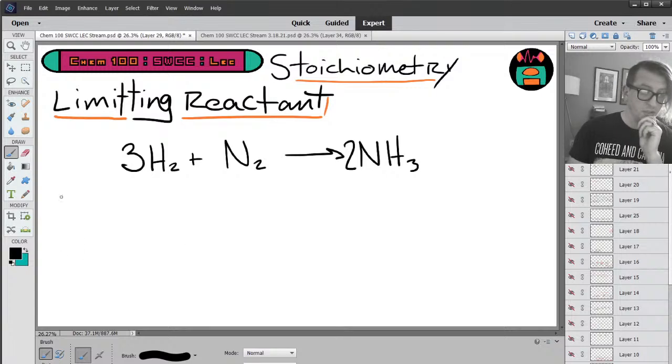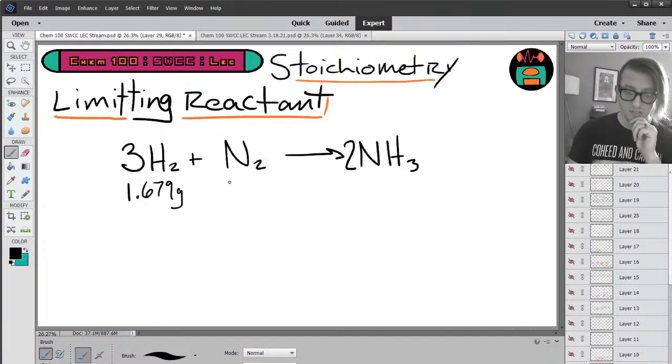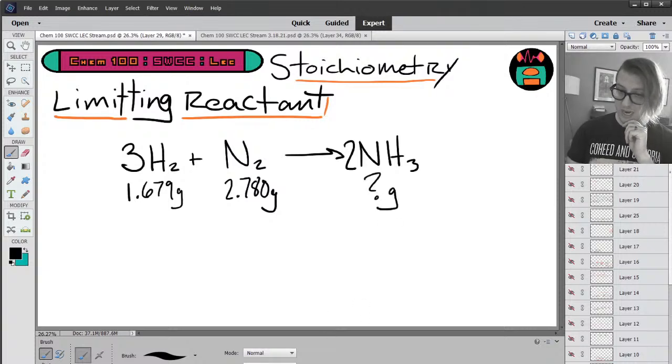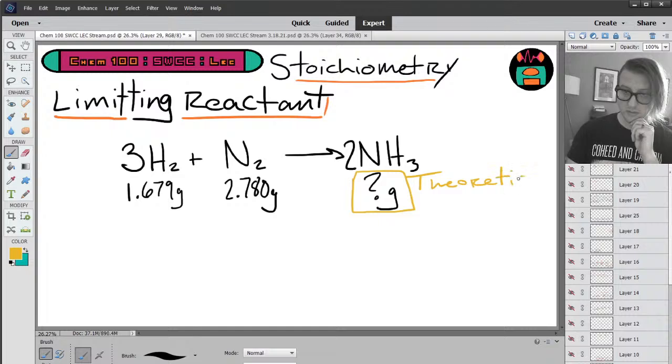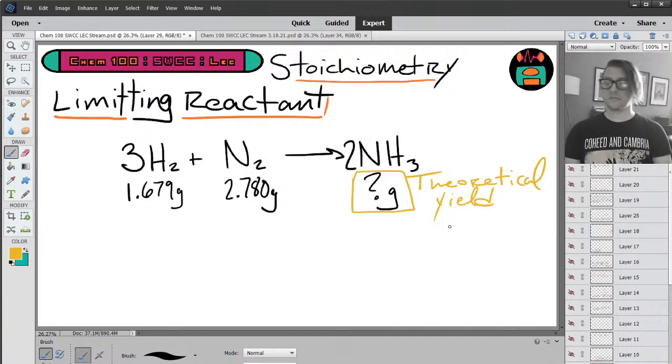Okay, now, if 1.679 grams of hydrogen are mixed with 2.780 grams of nitrogen, how many grams of ammonia are produced? And this is the theoretical yield. What is the theoretical yield?